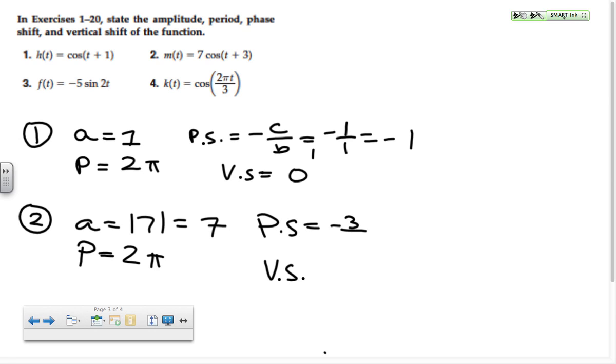Negative 3 over 1, which is negative 3. So it's going to physically shift the graph backwards 3 units. That makes much more sense. Okay, that makes much more sense.